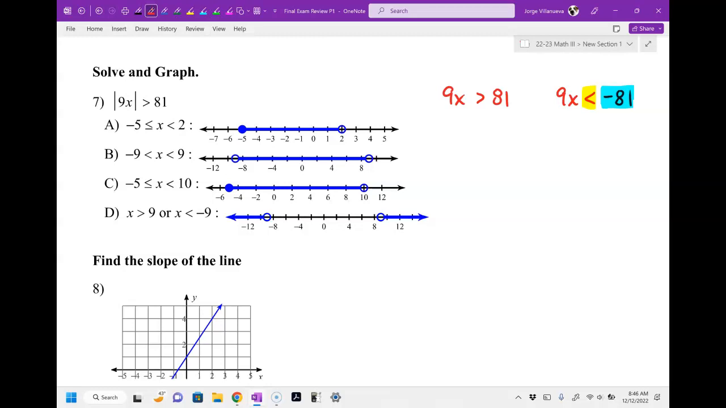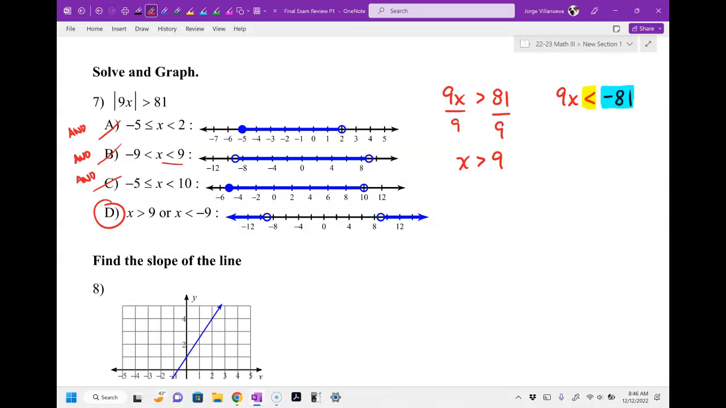So let's go ahead and divide by 9. So I get x is greater than 9. Now let me look at my answers. X greater than 9. It's not this one. It's not this one, because that says x is less than 9. It's not this one. So the only one that it can be is D, because that actually has x greater than 9. Now, notice how they use the word or and not and. All these are and, just so you know. Whenever they're stuck together, they're ands.